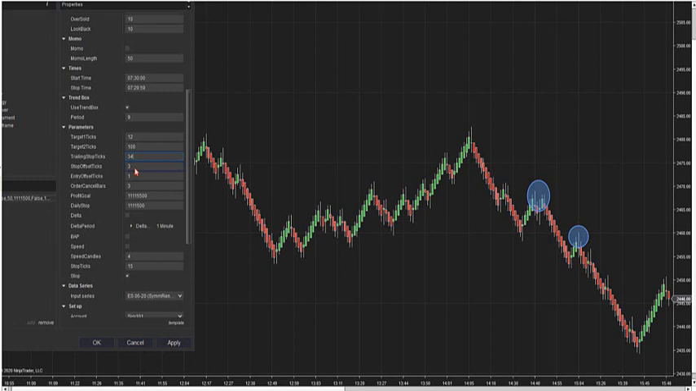I have two different stops. I have a hard stop you can put in, which I like to use, or you can do above the swing high or above the swing low. So if you want every trade to be above a certain swing, you want two ticks above the swing high, just enter two.